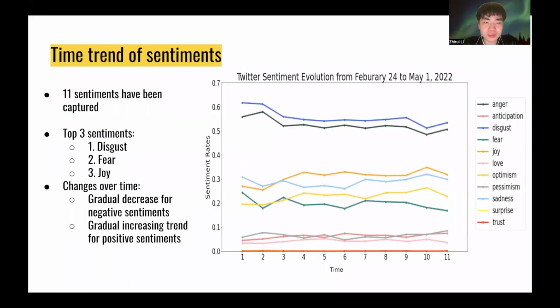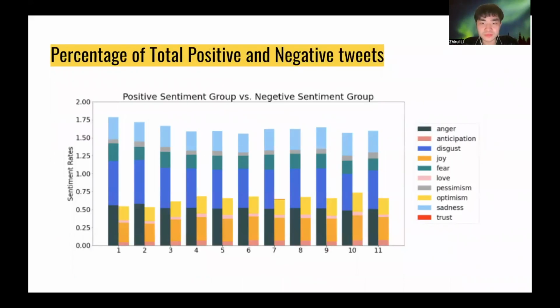And next, we plot the Twitter sentiment evolution from February 24 to May 1st, 2022. We can see that sentiments such as anger and disgust have a predominant frequency compared to other sentiments such as trust and love. Also for sentiments such as anger and disgust, we observe a gradually decreasing trend. And for sentiments such as love or joy, we observe a gradually increasing trend. The next plot shows the positive sentiments group with the negative sentiments group. We can see that the negative sentiments group is nearly double the size of the positive sentiments group over the whole period.